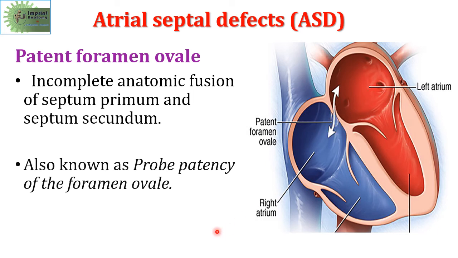When there is an incomplete anatomical fusion between the septum primum and the septum secundum, the foramen ovale remains patent, and this is called a patent foramen ovale, or it is also known as a probe patency of foramen ovale, because the probe is used to check the patency of the foramen ovale. That's why it is also called a probe patency of foramen ovale.